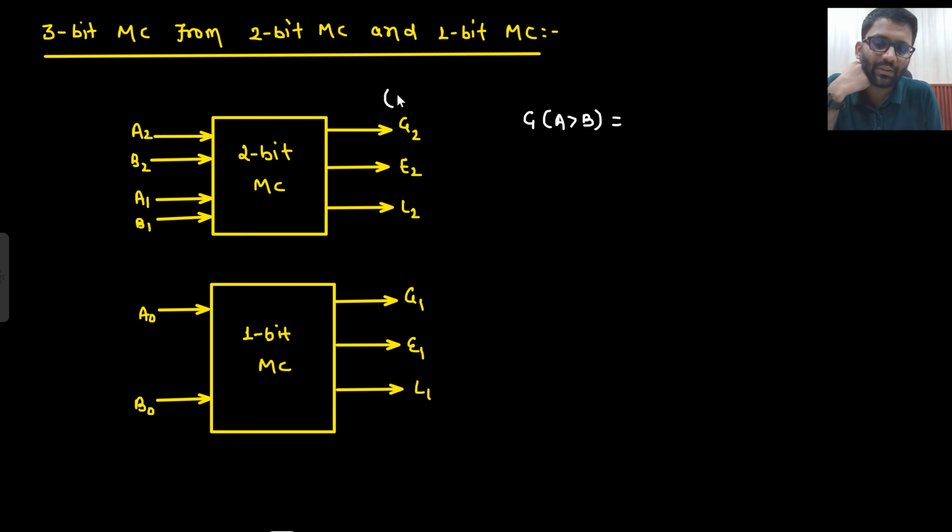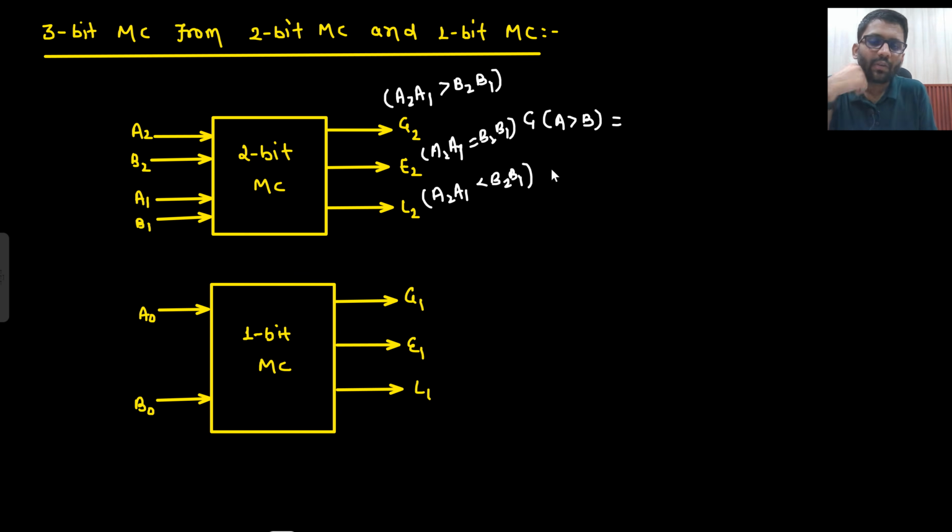What is this showing? This is showing that A2 A1 is greater than B2 B1. This is showing that A2 A1 is equal to B2 B1. This is showing that A2 A1 is less than B2 B1. Now we do not know how they are greater or lesser, but we just know that these two bits are greater than this bit.